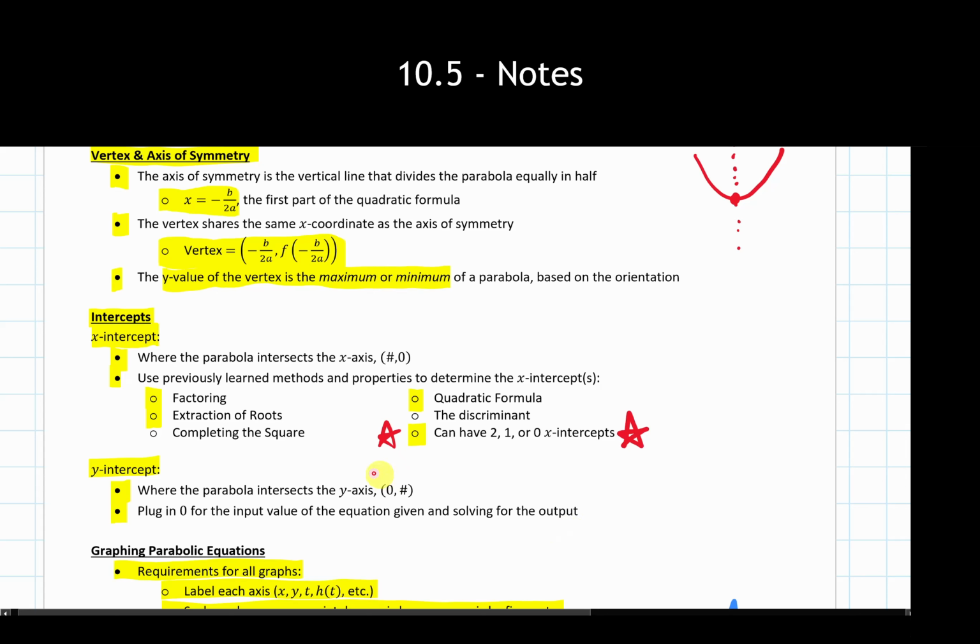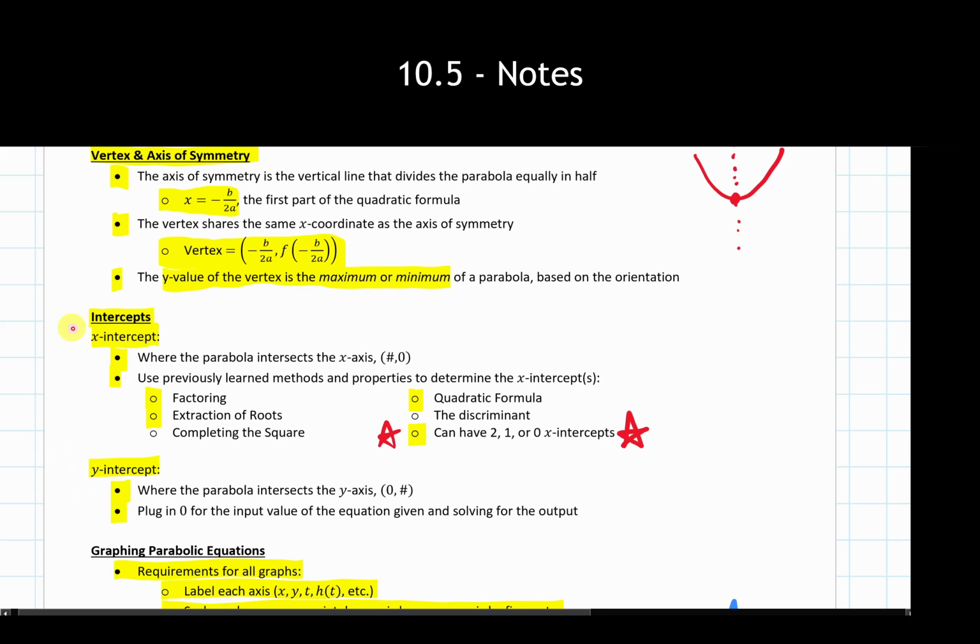Again, as a reminder, you will always have a y-intercept when you're analyzing a quadratic equation. You might have an x-intercept if you're analyzing one of these things as well. So just keep that in mind for yourself. The y-intercept is guaranteed. The x-intercept is not.